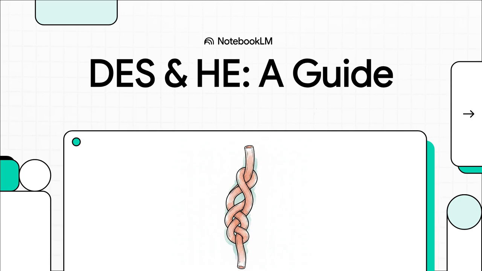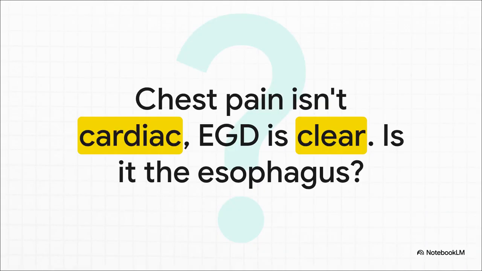Welcome to the Explainer. Today, we're diving into two esophageal motility disorders that are, well, notorious for being a real diagnostic headache: distal esophageal spasm and hypercontractile esophagus. We're going to break it all down: how to spot them, how to diagnose them, and most importantly, how to manage them. All right, let's just jump right into a classic clinical puzzle.